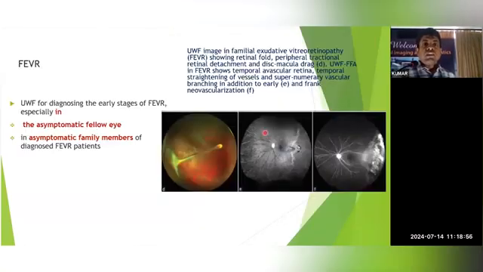So this is a case of FEVR. Again, you can see tractional detachment here and macular traction. And here you can see an avascular retina and abnormal vessels, and leak in the late stages. So in all these cases, a single click will give a lot of information and assist us in better management of these cases.